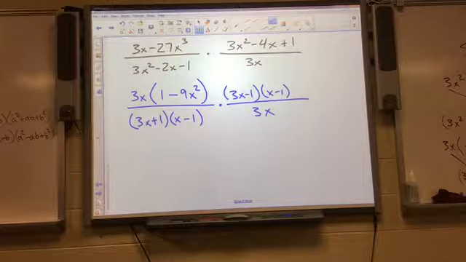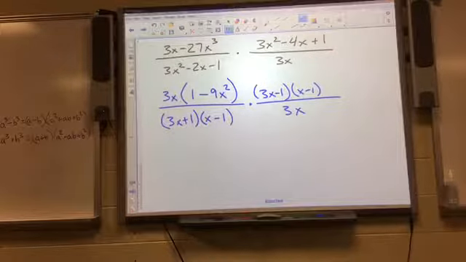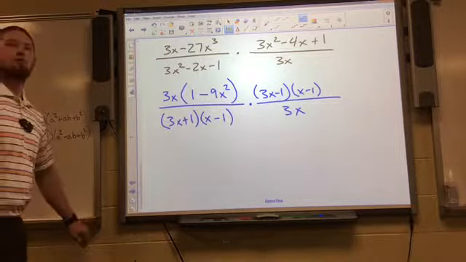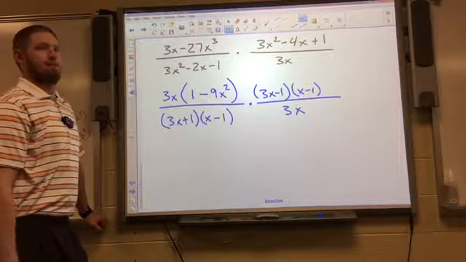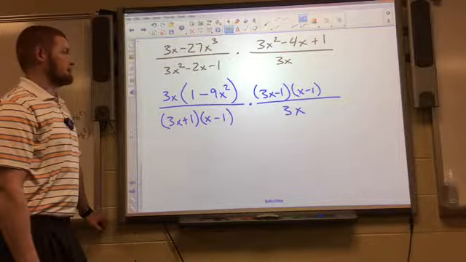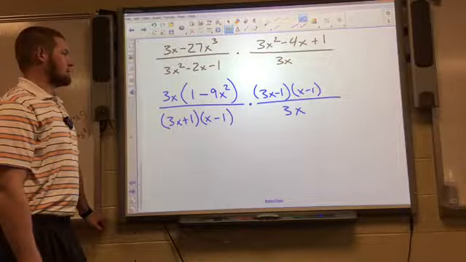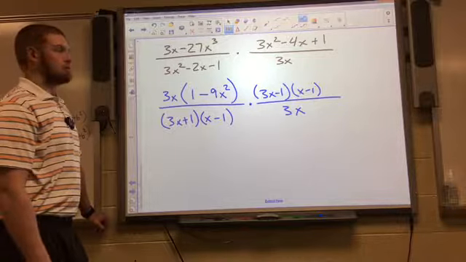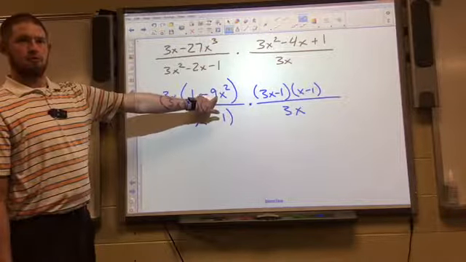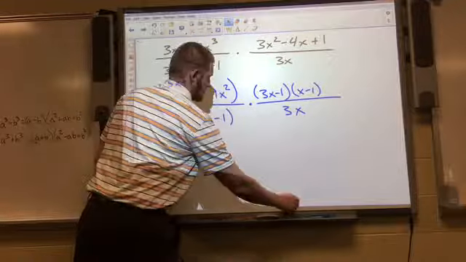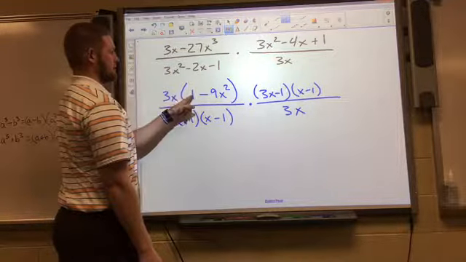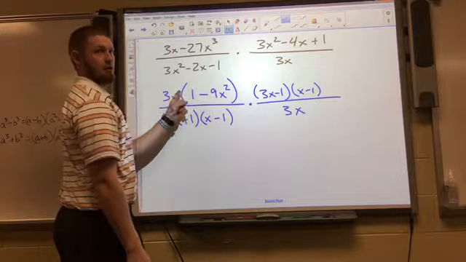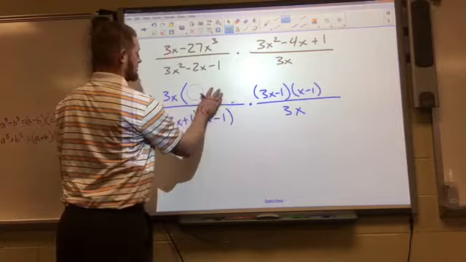Now, I'm not fully factored yet. Where am I not fully factored at? I can reduce. I'm not fully factored yet, though. That's a difference of 2 squares. So it's going to be 1 minus 3x and 1 plus 3x.